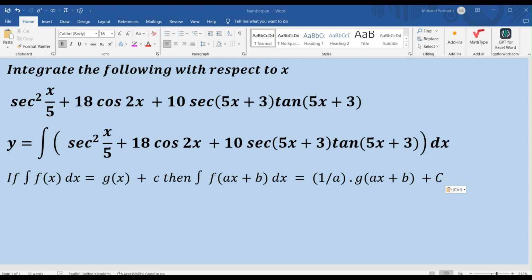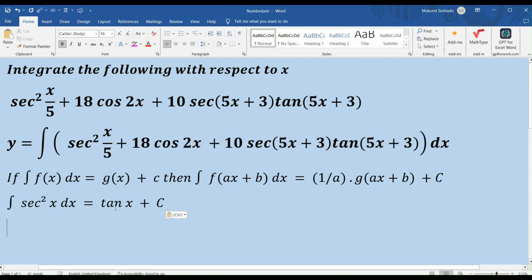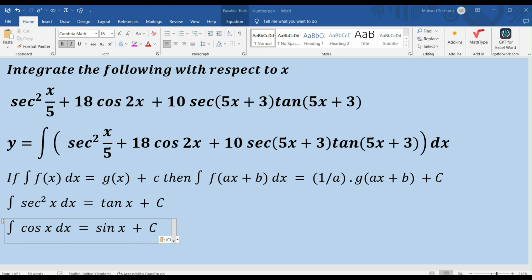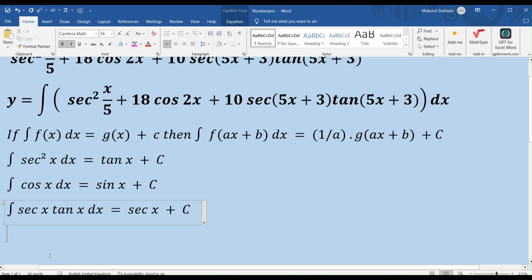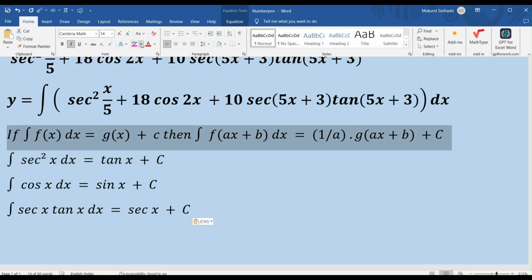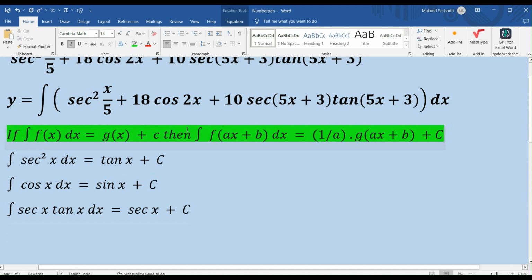First, I have a secant square. So I know what my integral of secant square is. Integral of secant square x dx is tan x plus c. And then I have a cos of 2x, right? So let me write down the integral of cos. My integral of cos x dx is sin x plus c. Then I have a secant tan, right? So my integral of secant x tan x is nothing but secant x plus c, right? So this is what I have. Let me highlight the main formula in green. So we're going to be using this formula and apply it to figure out what the integral is, right?